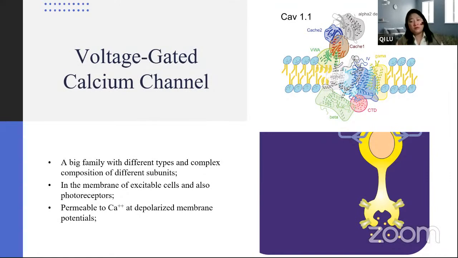At the terminal of the photoreceptor, this channel is a high voltage activated channel, CaV1.1. It's a big family with different types and complex compositions of different subunits. In excitable cells and also the photoreceptor, it's permeable to calcium at depolarized membrane potential. So remember, the CNG channel can let in both calcium and sodium, but in this voltage-gated calcium channel, only calcium can influx.